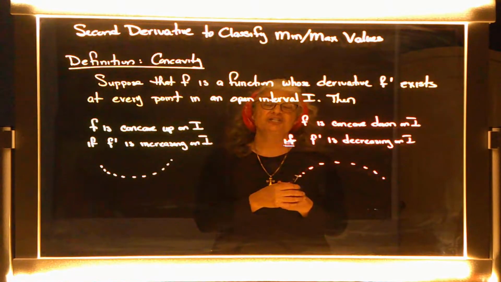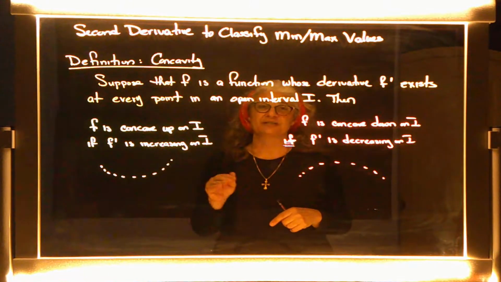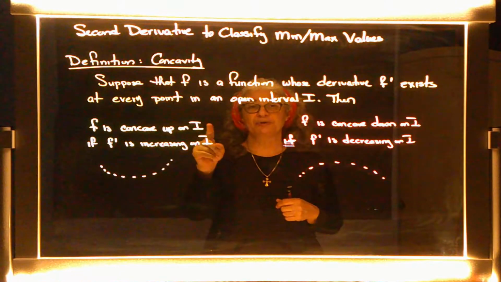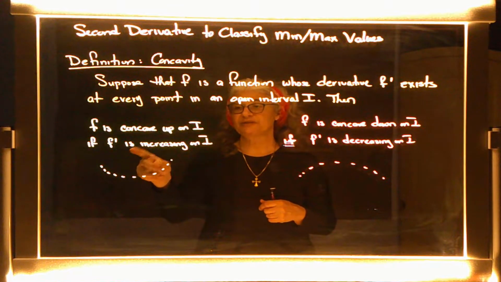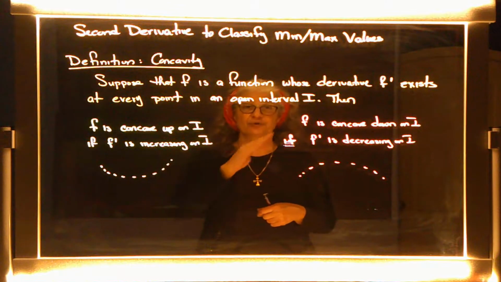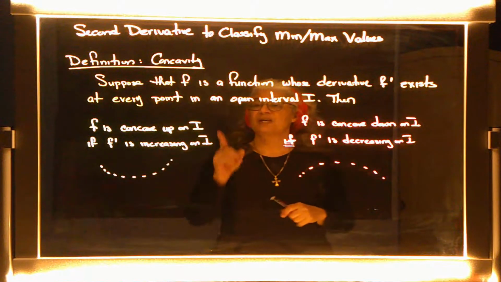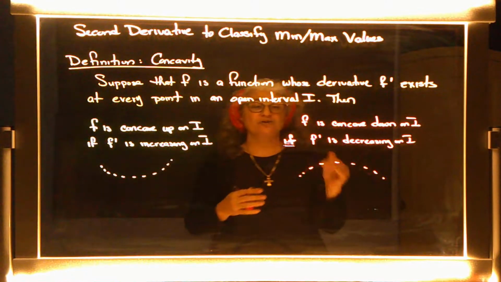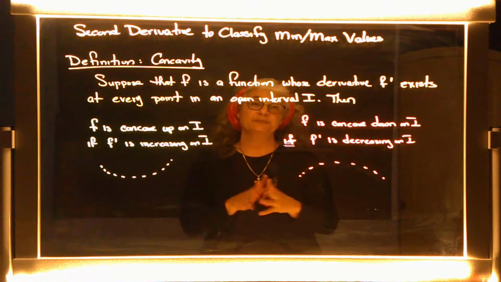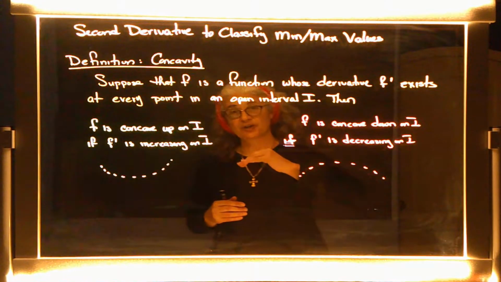Suppose that f is a function whose first derivative exists at every point in the open interval I. Then f concaves up on I if the first derivative is increasing. So if the first derivative is increasing, then it's telling you that the concavity goes up. This says f is concave down on I if the first derivative is decreasing. Okay? This is a very simple definition of concavity. Think of it like a cup. It's either concaving up or it's concaving down.